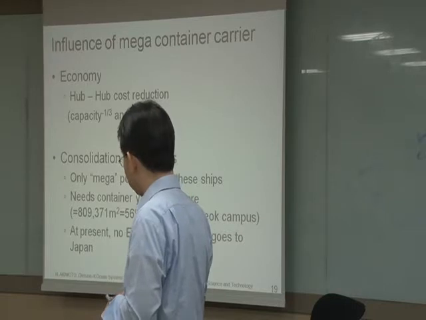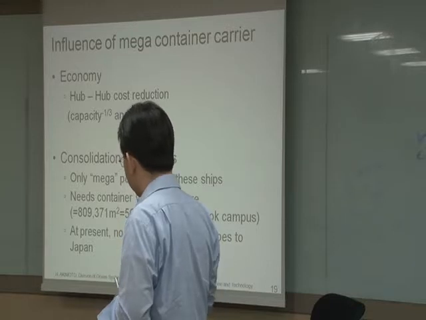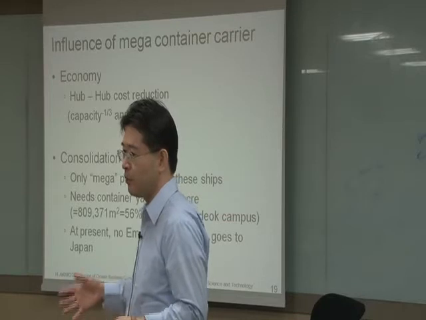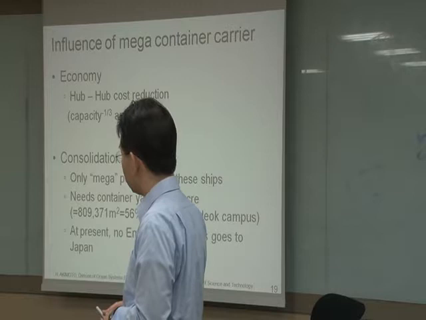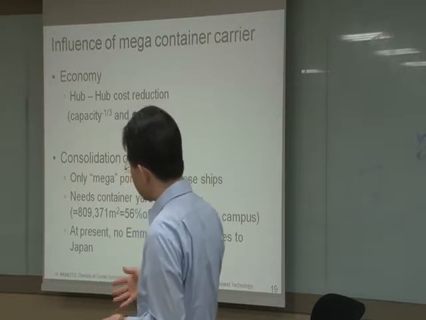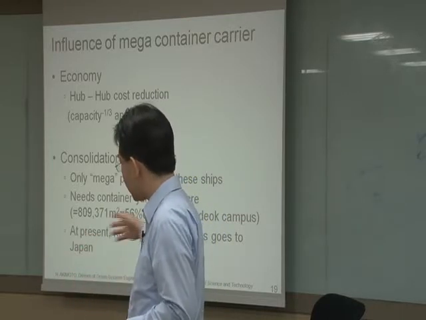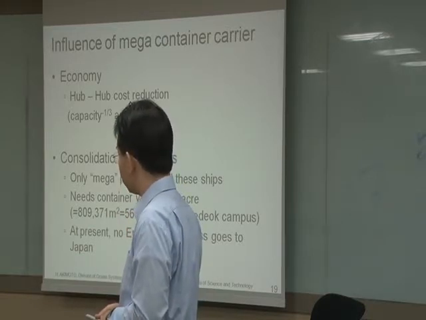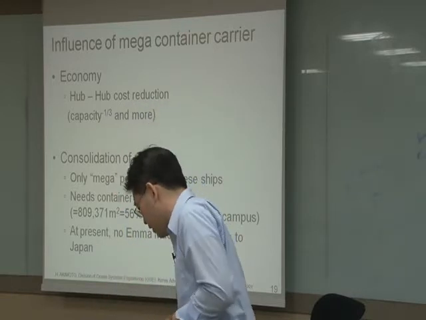So Emma Maersk class large container ship cannot capture the sufficient amount of containers in Japanese seaports. Also, in Japan, industrial cities are distributed along the long Japanese island. So it also leads to inefficiency of gathering cargos.